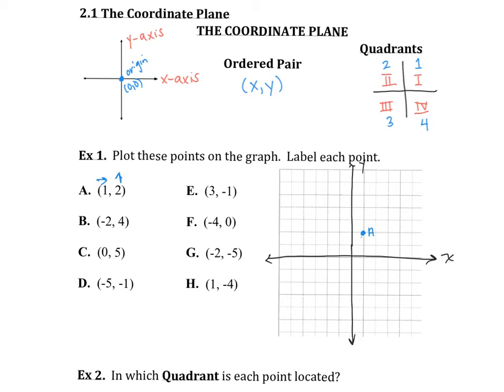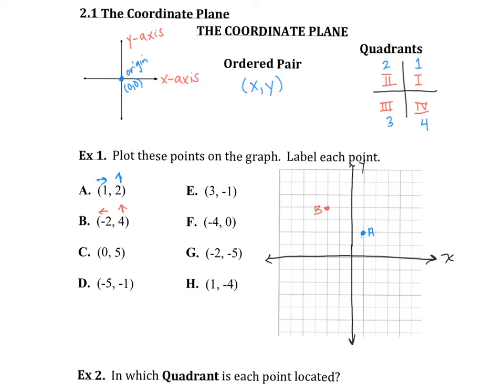Okay, I'm going to go ahead to B. Let's see, B, the first is the x, since it's negative. Negative x is to the left. The y is positive, so I go up, and I do start from the origin every single time. So from the origin, left 2, 1, 2, up, 1, 2, 3, 4. I'm going to go ahead and put my point, and I'm going to label it as B.